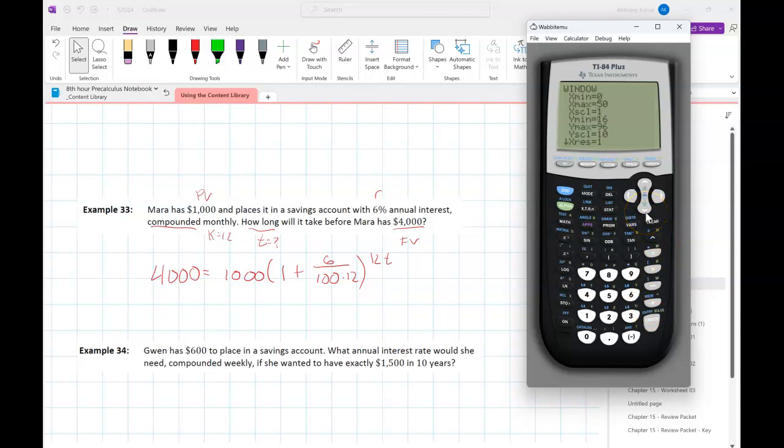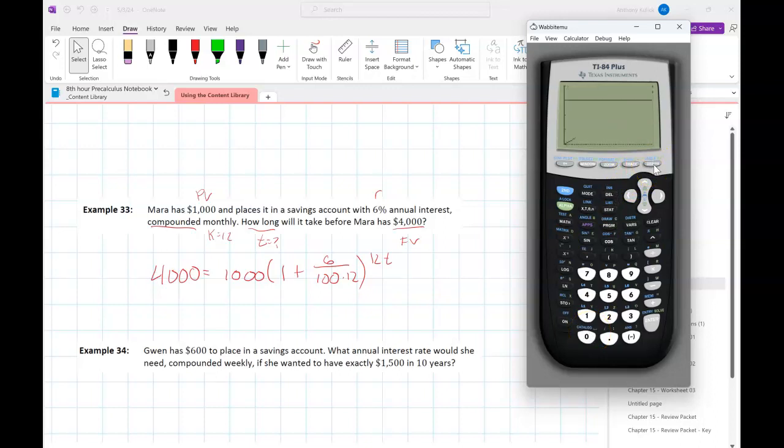The y's are the dollars. What's the least amount of money we'll ever have? Yeah, whatever the initial is. That's 1,000 in this case. And what do we need to have more than? 4,000. So what do you want to put there? How about 5,000? 4,001 is fine, but that's a smart alecky answer.